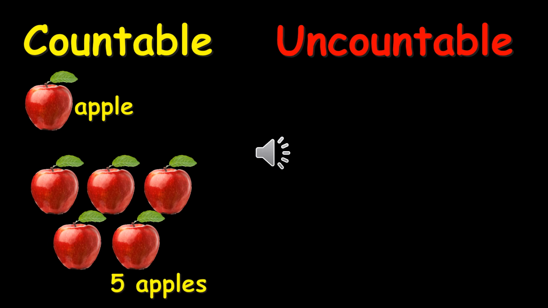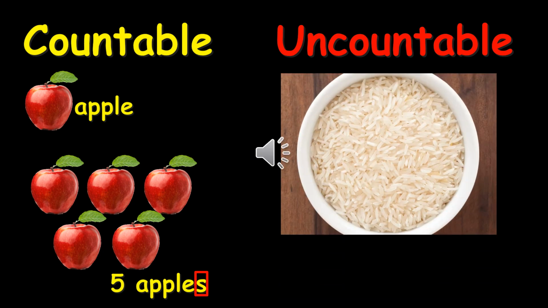Usually, when the noun has S behind it, means that the thing can be counted. Now, let us look at uncountable food. For example, rice. You see the rice? Can you go and count one by one? No, because it is too small. You can't count. So that is why rice is uncountable. So, when something is too small or you cannot see it one by one, then it is uncountable.